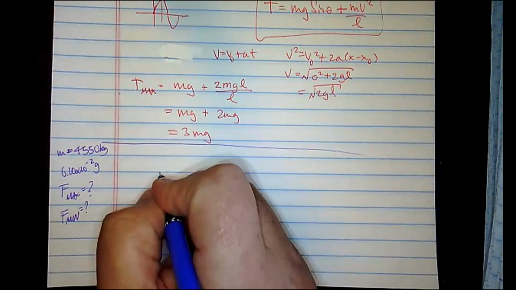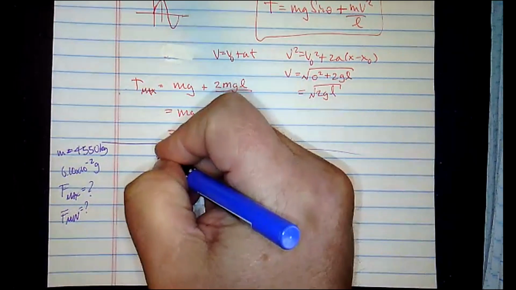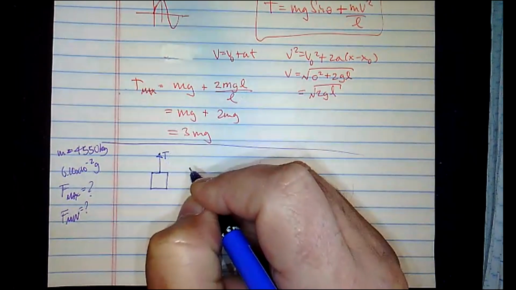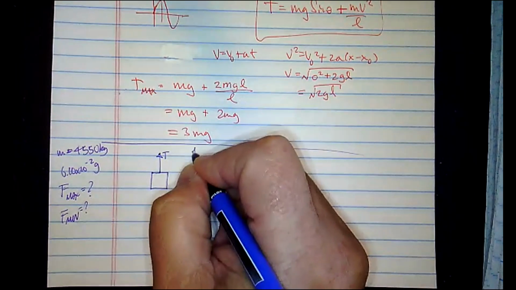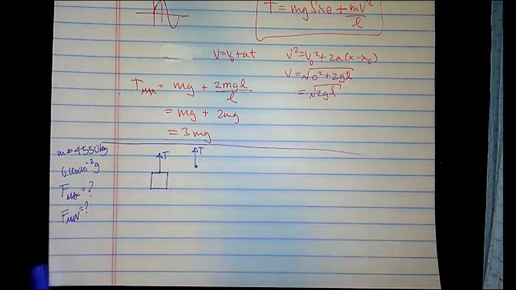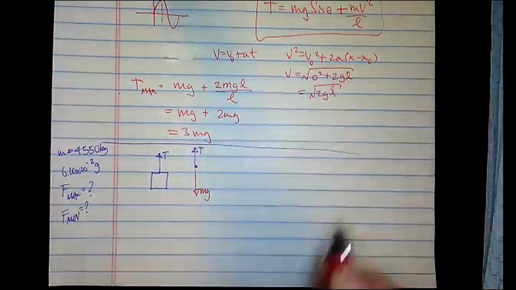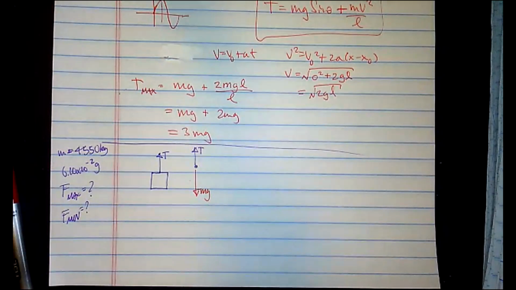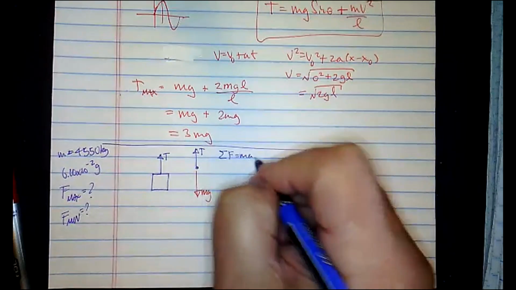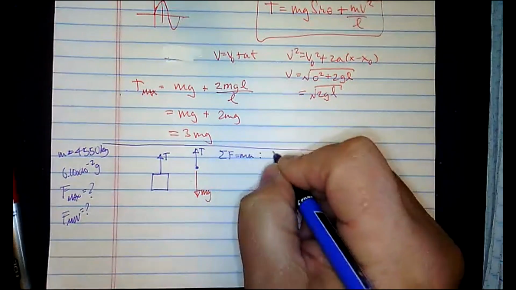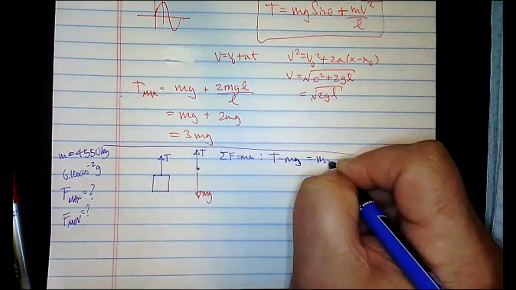Okay, so what we have here is an elevator, and acting on it we have a tension T. We draw a free body diagram and realize that the tension T is in the positive direction, and the weight, mg, is in the negative direction. So the summation of forces in the y direction, which is the only direction, equals mass times acceleration. That's going to give me T minus mg is equal to ma.